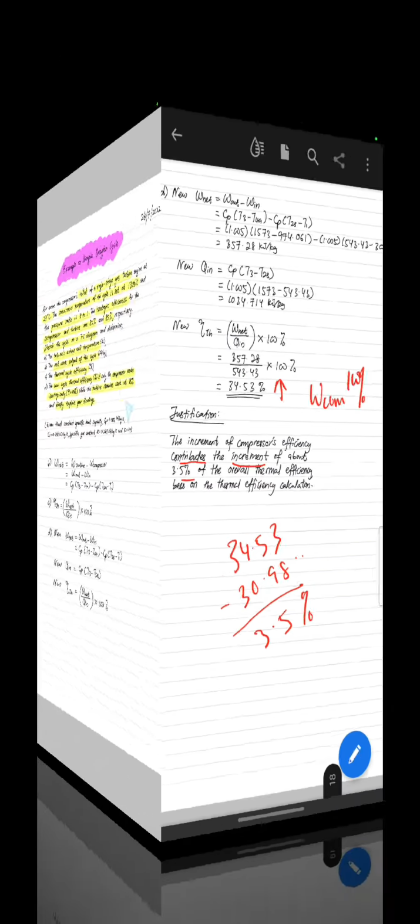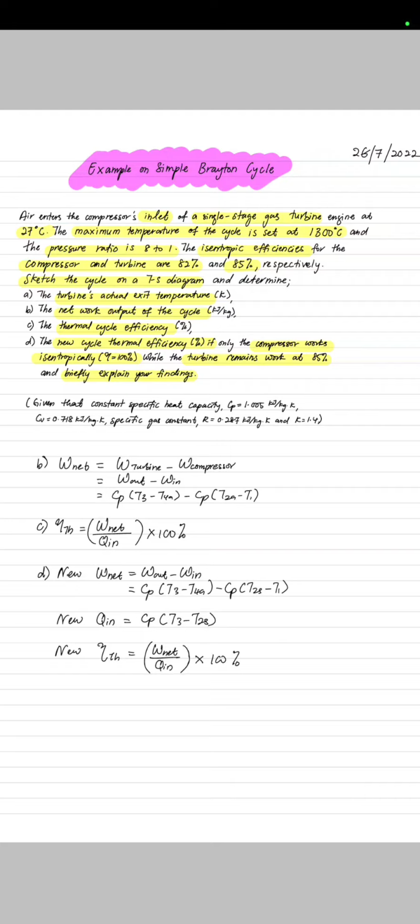There's no losses, right? So we have completed all the questions inquired. I hope you will be able to try out this problem on your own, and we will see you in the next example for the Brayton cycle. Thank you.